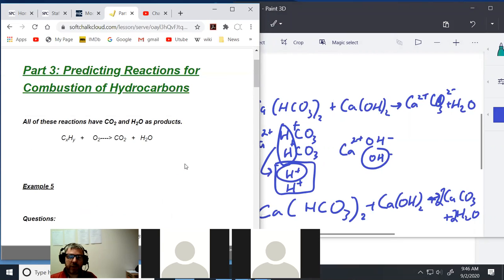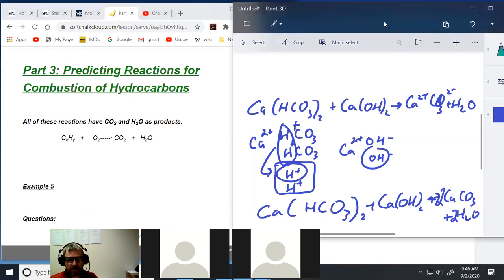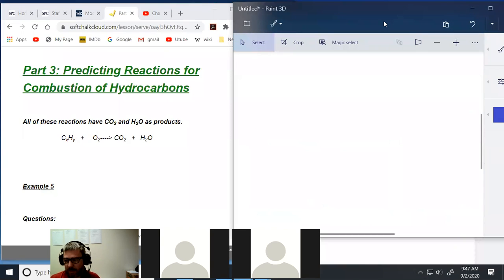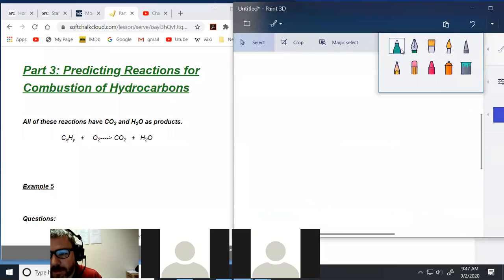All right, so combustion of hydrocarbons. Hydrocarbons always have the formula CxHy, which makes sense because they're hydrogen and carbon, hence the name hydrocarbon. And as you can see here, the products are always carbon dioxide and water.